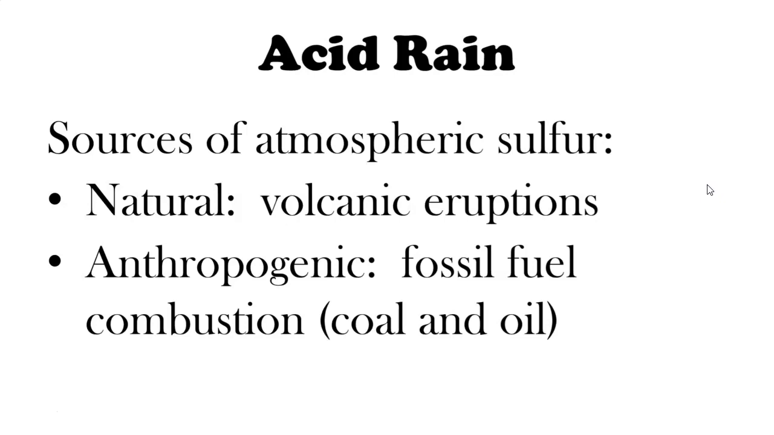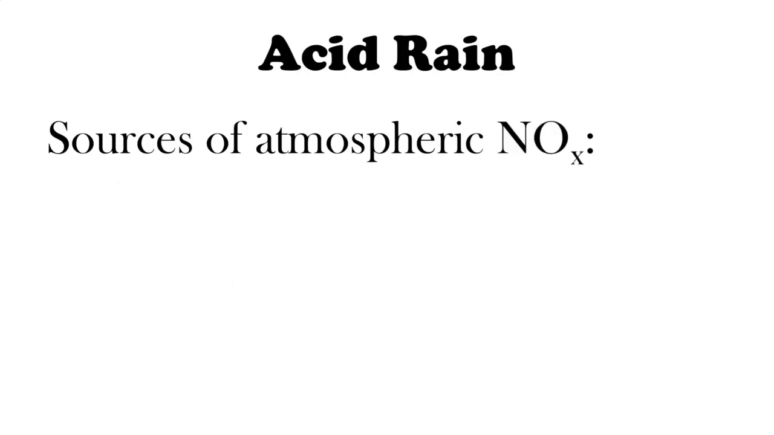And primarily, sulfur dioxide is a much bigger problem with coal burning power plants than it is with oil and gasoline combustion. Although sulfur dioxide is produced by combustion of both coal and oil products, the coal burning power plants are a much larger issue with your sulfur dioxide pollution. So let's talk about the sources of atmospheric nitrogen oxides.